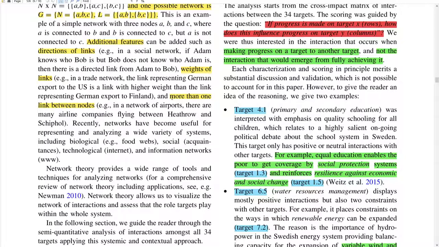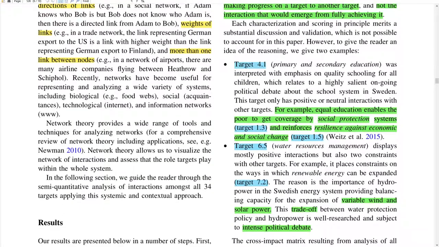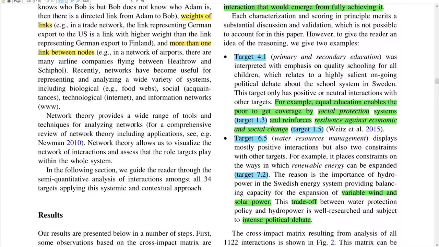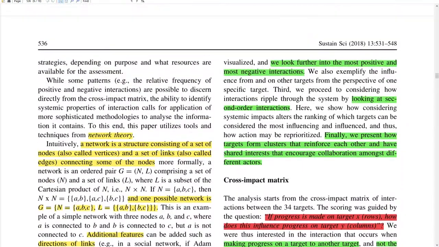And sometimes you have more than one link between nodes. You have two nodes, it does not necessarily mean that you have only one link between them. So, in a network of airports, for instance, there are many airline companies flying between Heathrow and Schiphol Amsterdam. So these are some of the properties that we could find in networks, actually.